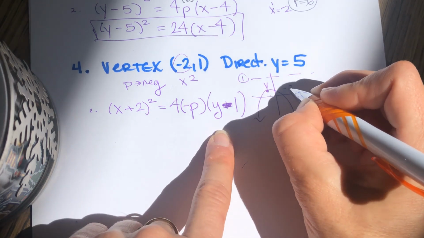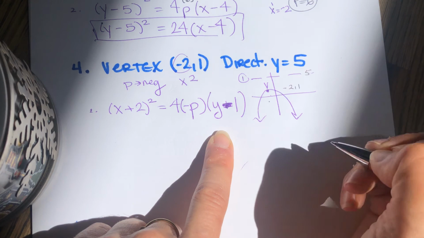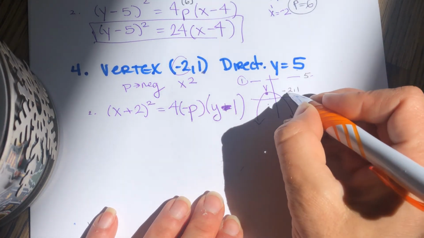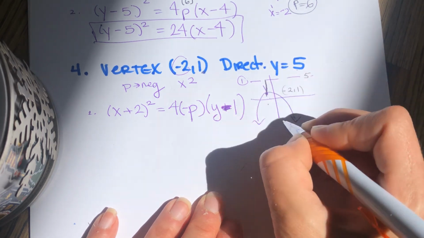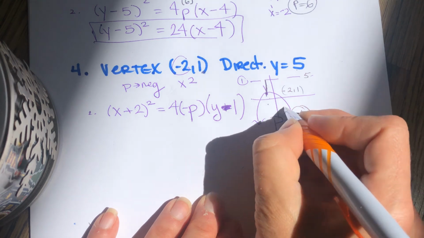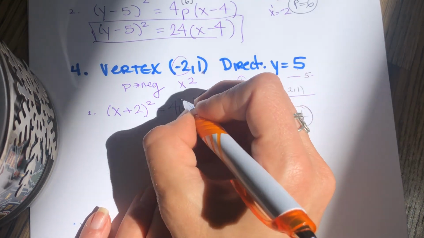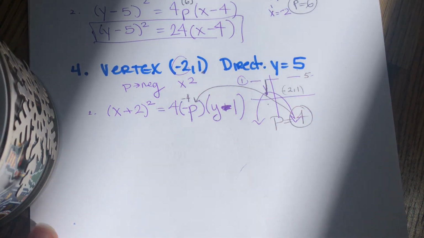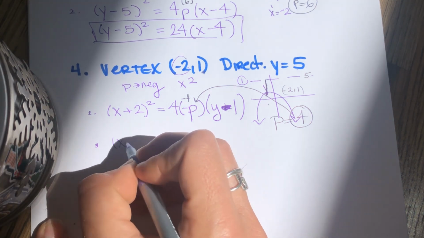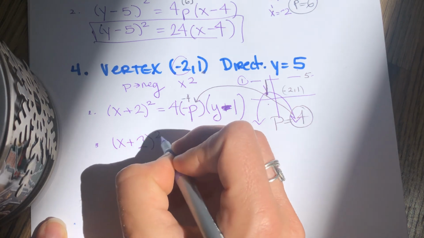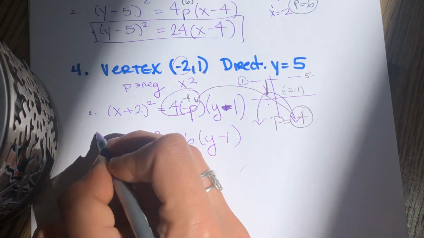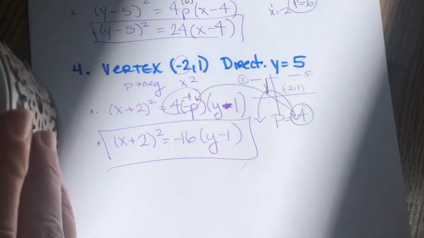All right, next step, let's find our p-value. So think about this. If this was negative 2, 1, and this is 5, you're looking here from 1 to 5. I don't care how you guys do it. From 1 to 5, our p-value is 4. So we put it here, and it's negative. We already deciphered that, so negative 4. So our final step: we have (x plus 2) squared equals negative 16(y minus 1). Done. I think these are your hardest ones.